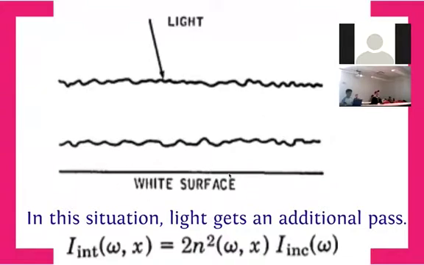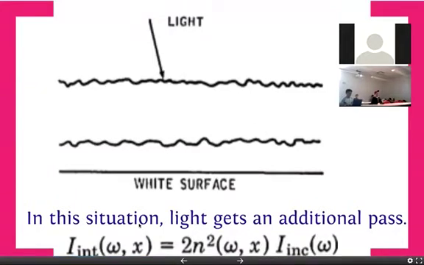So this white surface essentially allows the light to have an additional probability of being inside the medium. Okay, and this can be represented by a factor of 2. So in this situation, light gets an additional pass through the medium, and you can write the intensity as 2n squared times the intensity outside. So the intensity on the right-hand side is the intensity inside the material. The intensity on the left-hand side is the intensity coming in from the incident angle.